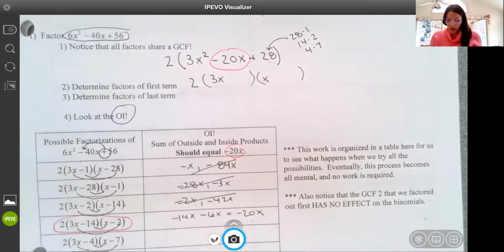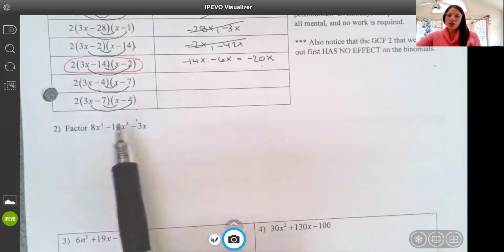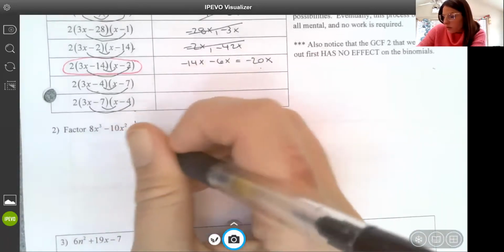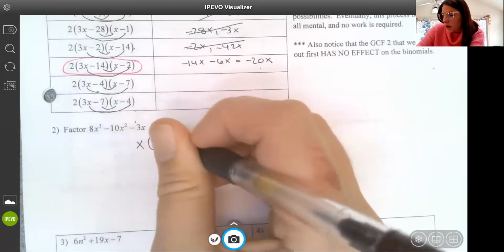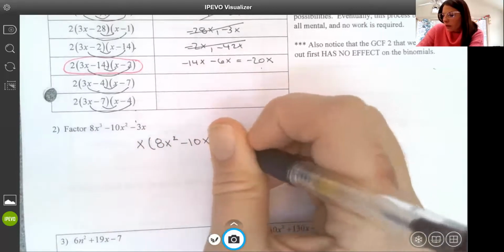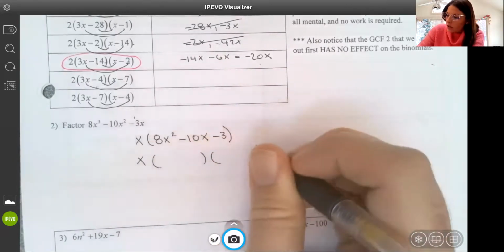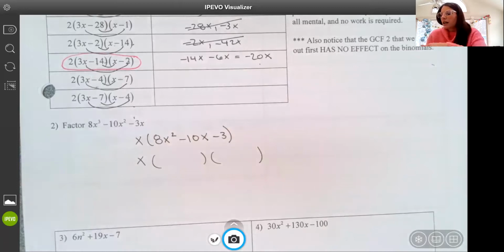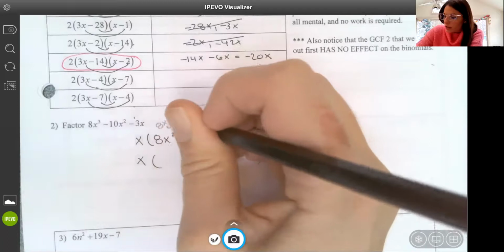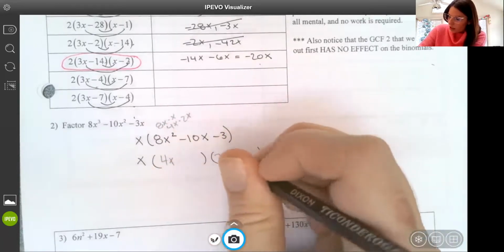Okay, so let's look at another example. Now this time our GCF is not an integer, but instead we look and we go, well, they all share a factor of x. So I need to take a factor of x out first. Now let's see if I can factor what's left here. And 8x squared could either be 8x and x or 4x and 2x. Let's start with 4 and 2 and see how we do.